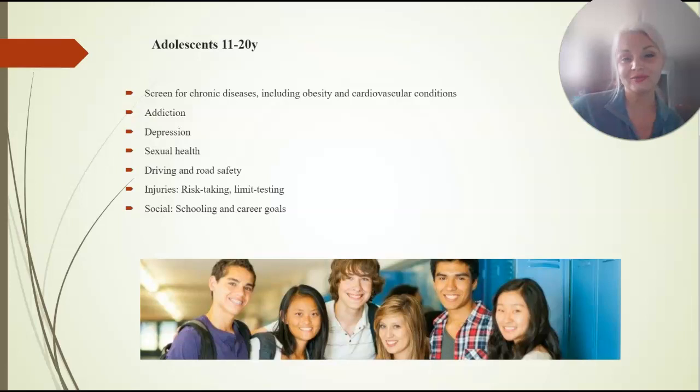Addiction, depression, sexual health are all really important things to discuss, as well as talking about these things without the parent present. Depending on the family dynamics, maybe they don't want the parents to know, and we really shouldn't be missing these things just because they don't want to talk about it in front of their parents.